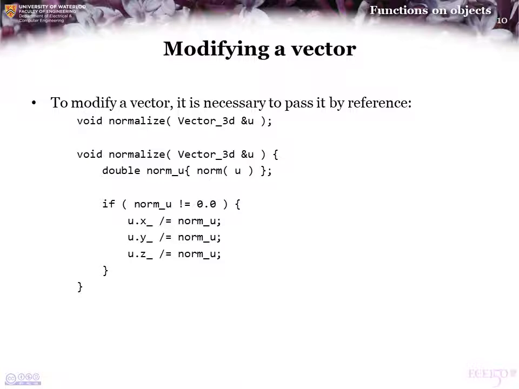Now, for the normalization of a vector, the first thing we have to do is calculate the two norm, because we will divide every single entry of the vector by the two norm, but only if the two norm is not equal to 0. So once again, we calculated the norm of u and we assigned it to a local variable that has an appropriate name. Then, if the norm is not equal to 0, then we divide each entry of the vector by that two norm.